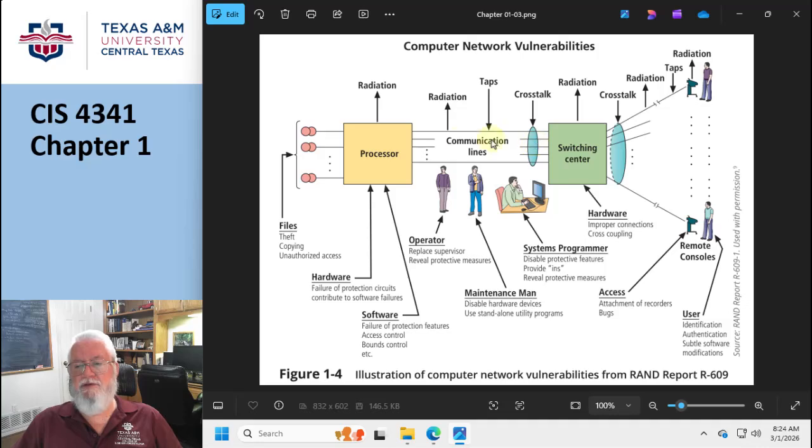And then along the line, you could have radiation coming off of the line. So maybe you don't even have to physically tap it. You just hold the receiver up to the wire, not even actually touching it, and you could read the radio waves coming off of it. Or you could have a physical tap, or you could have crosstalk between them. And then, of course, you have operators, maintenance, and system programmers. And then some sort of switching center where these things go off to the terminal end.